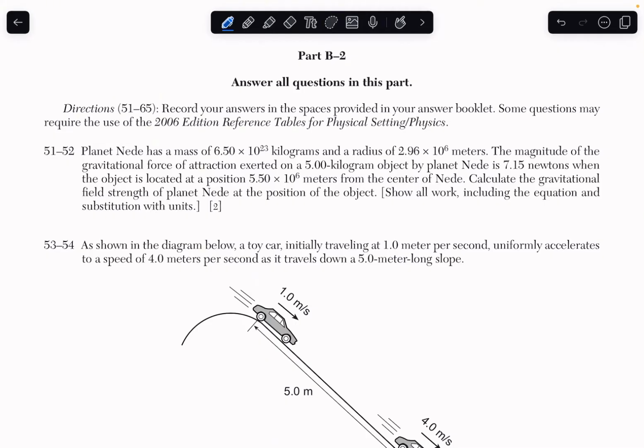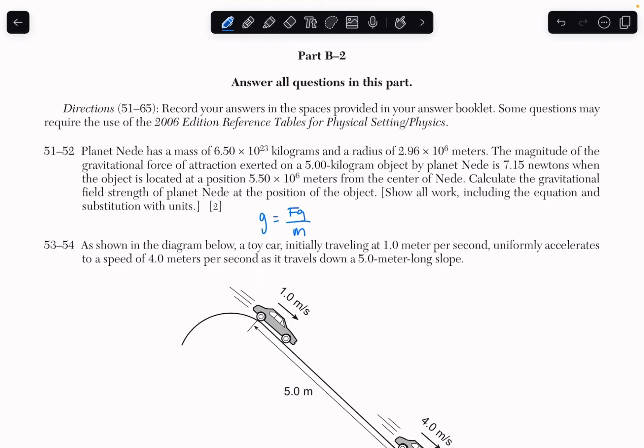So, this question might seem confusing due to all the different components, but let's just focus on what we need. The question is asking us for gravitational field strength of Planet Need on the object. If we look on our reference table, gravitational field strength is just g, and the equation for g is g equals Fg over m. And we can find these components in the question.